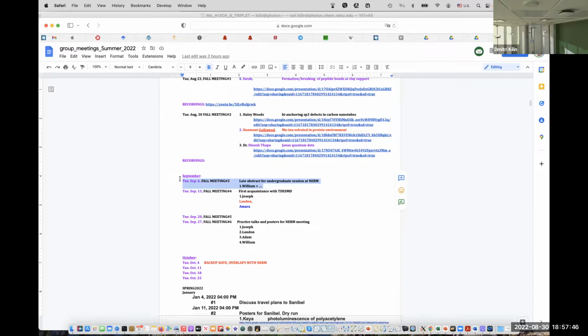You'll find volunteers, and September 27th we will need to do practice talks of posters and presentations for everyone who goes to Rochester. Plan on this.